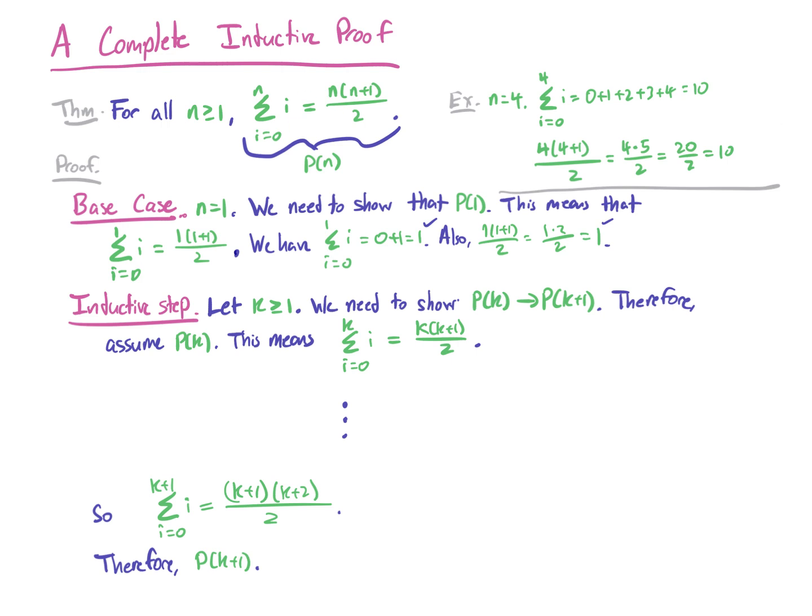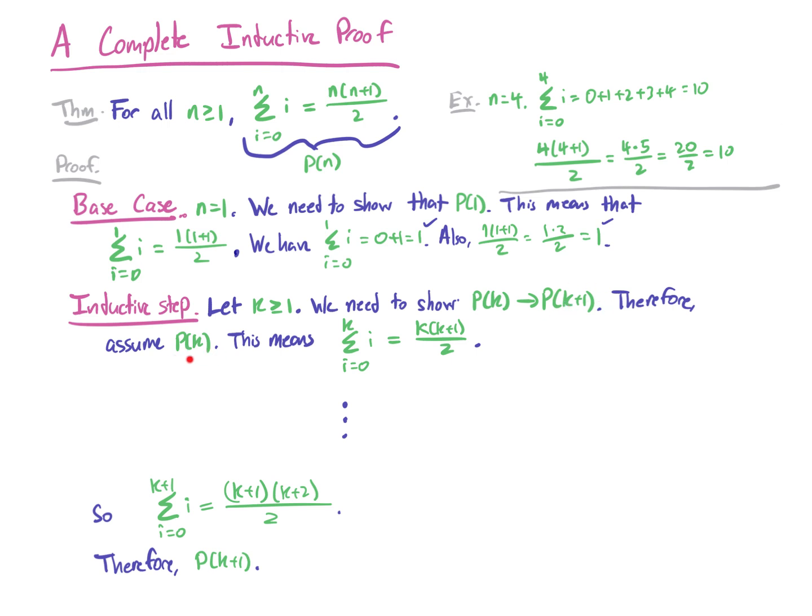For my inductive step, things can be a little bit more complicated. So remember that my scaffolding is as follows. I choose any k greater than or equal to my base case, in this case 1. And I need to show that p of k being true implies that p of k plus 1 is true.